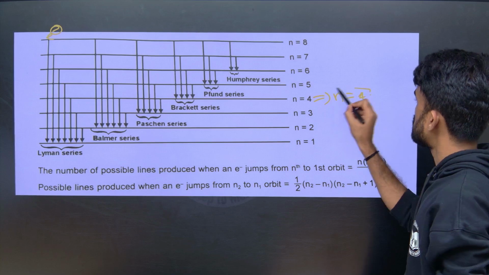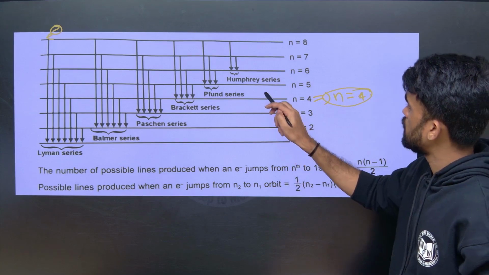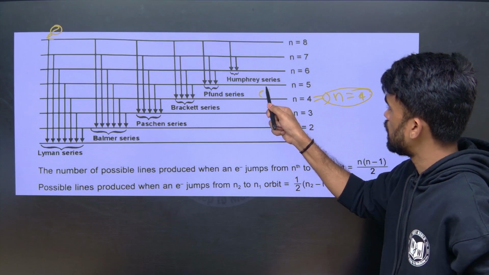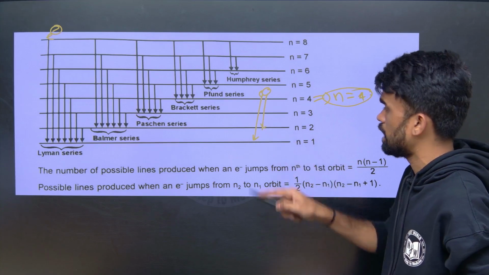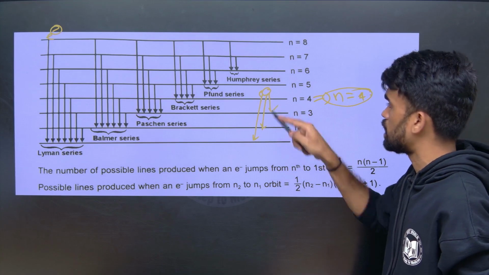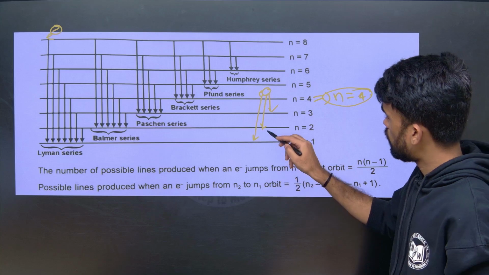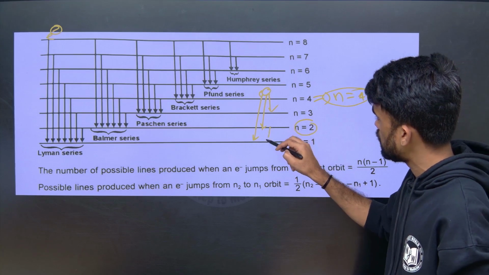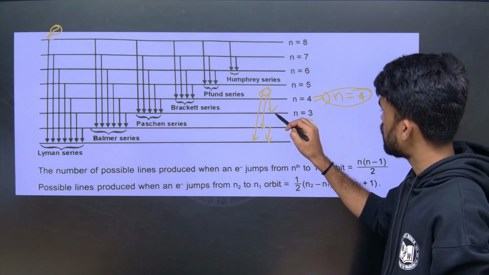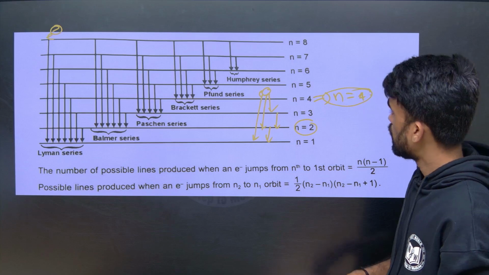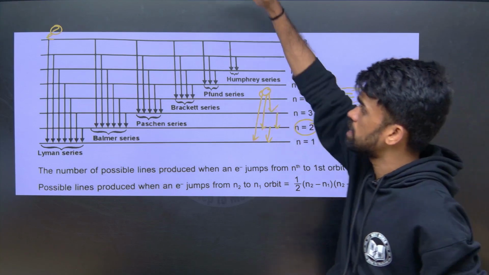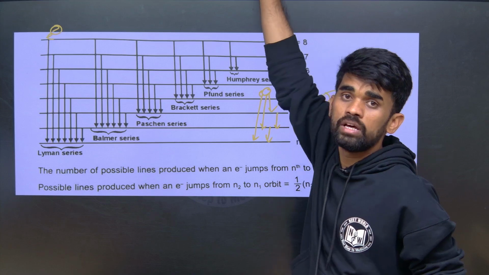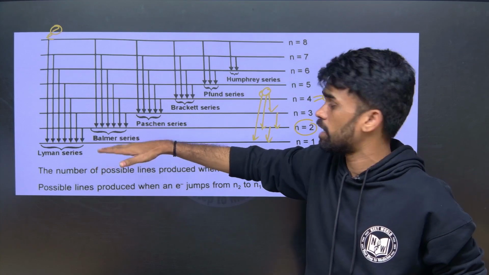So the electron is in this state. Now what happens? From here it can directly jump to the ground state, or it can fall into the second energy state, or the third energy state. Or after reaching the second, it can come down again, or from the third to the second. These are different possibilities.